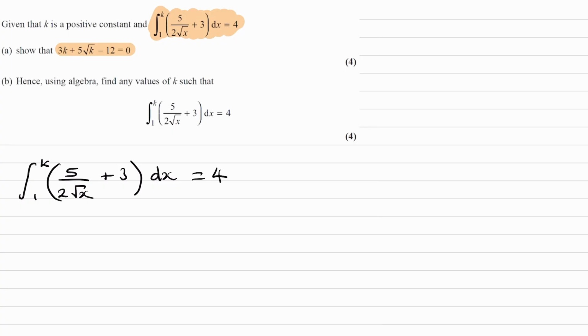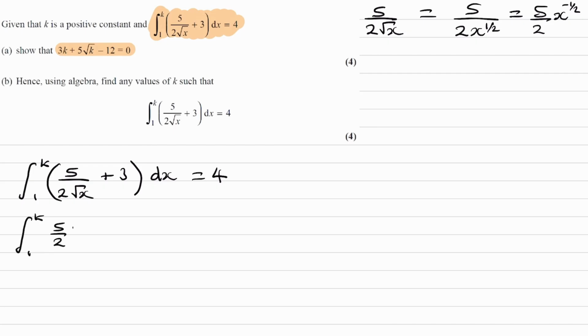So let's just rewrite this first term that we have over here. I'll put that on the right. 5 over 2 root x is the same thing as 5 over 2 times x to the power of a half. And then we can bring the x to the power of a half up top. So it becomes 5 over 2 x to the power of minus a half. So then, rewriting this, the integral from 1 to k of 5 over 2 x to the power of minus a half plus 3, and that's equal to 4.